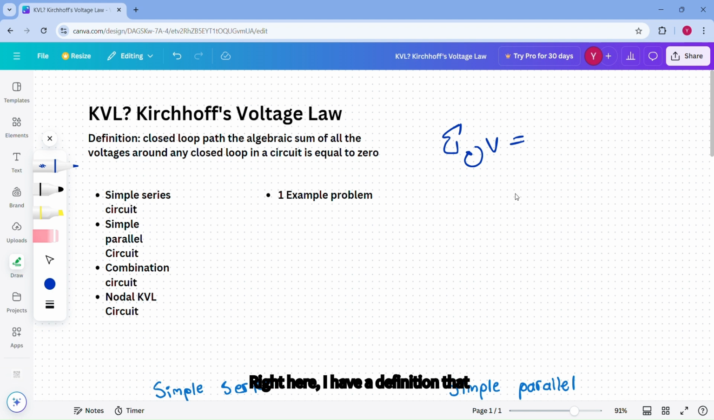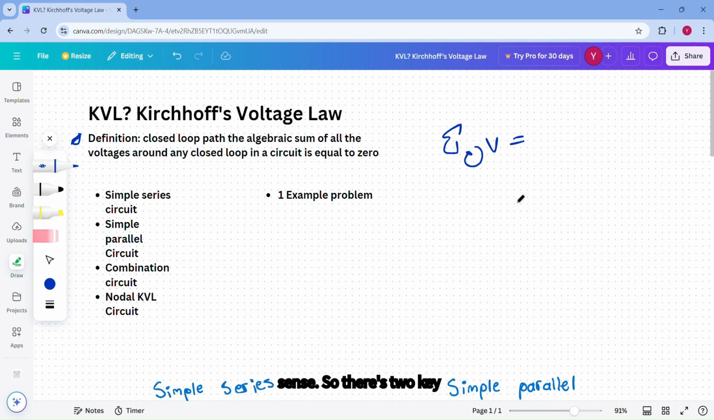Right here, I have a definition that we're going to be using of KVL. It's pretty common. You can find it on Google through multiple textbooks. And it's telling us in a closed path, the algebraic sum of all the voltages around any closed loop in a circuit is equal to 0. I know this definition can seem a little overwhelming, but hopefully after we go through all the examples and then the example problem, this will start to make more sense.